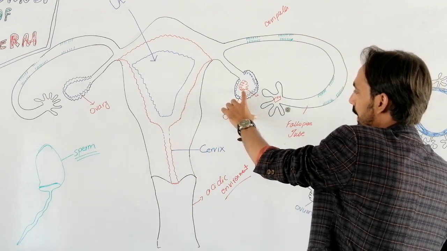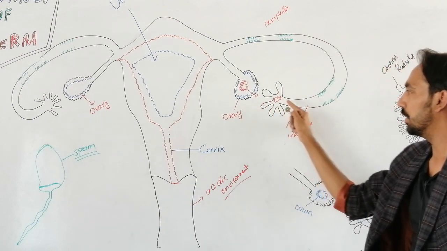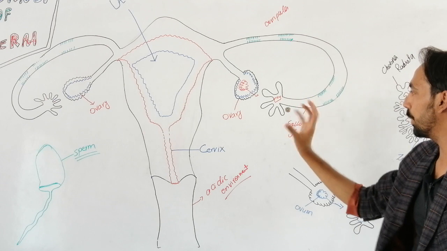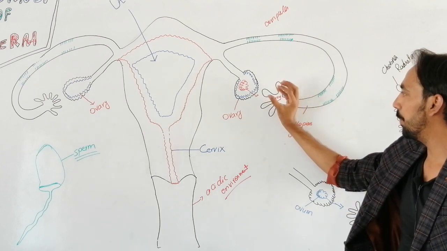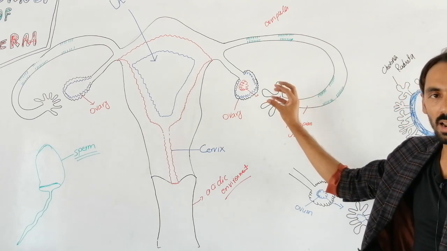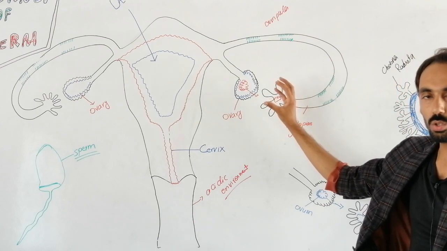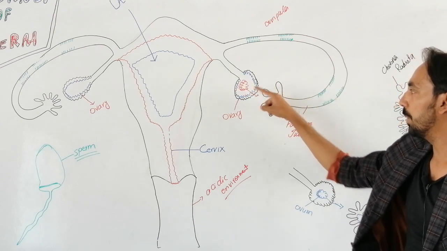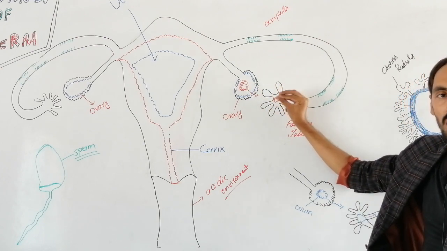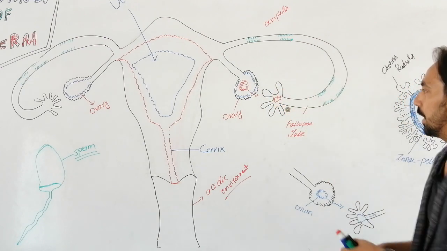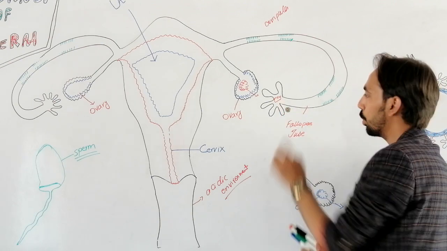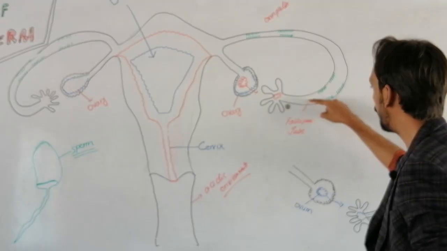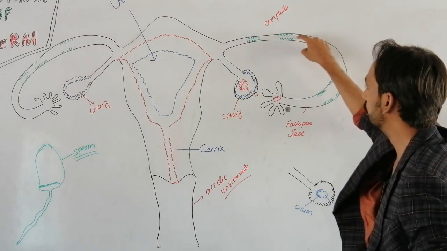This ovum is released and caught by these finger-like projections of the fallopian tube. If you can see, this is the finger-like projection, you can imagine it as my hand. When the ovary releases the ovum, it is caught by these finger-like projections, as you can see here. So this ovum, or unfertilized egg, will move through this fallopian tube.